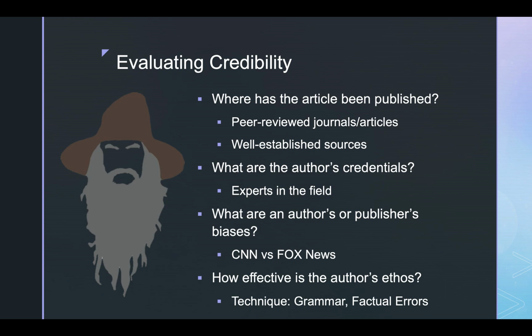So like I said before, with the CNN versus Fox News example, one source is known for being liberal, and the other source is known for being more conservative. So you have to be aware when you're using that as a secondary source that the information that you're given is being filtered through that bias.